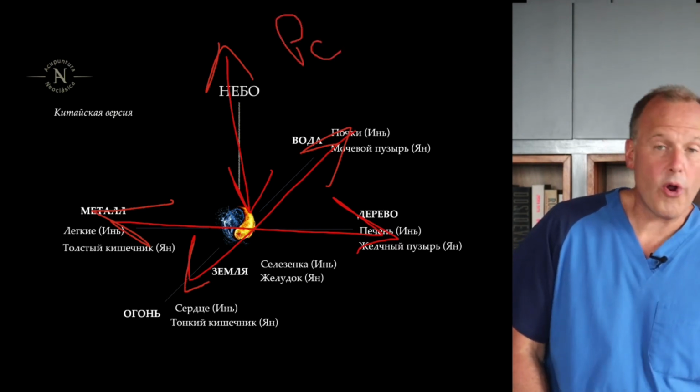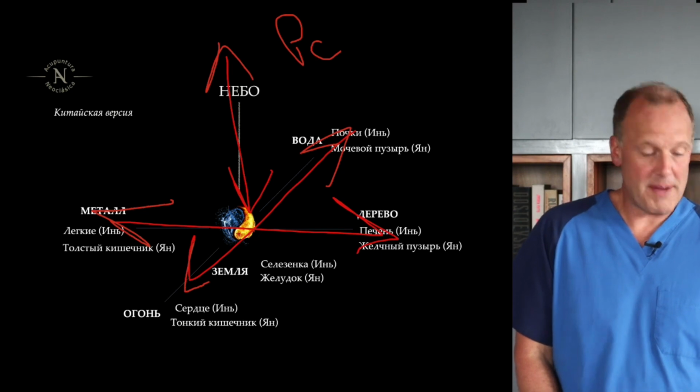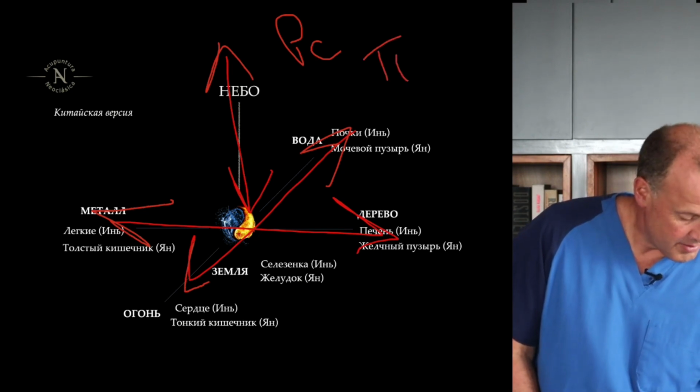And the 2 organs associated with that are pericardium and triple warmer.